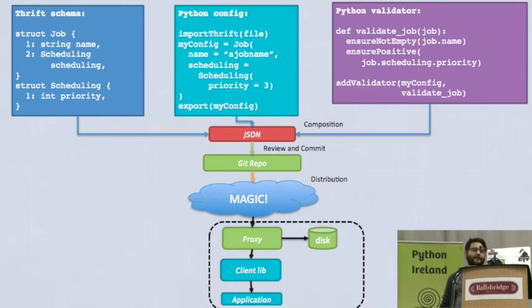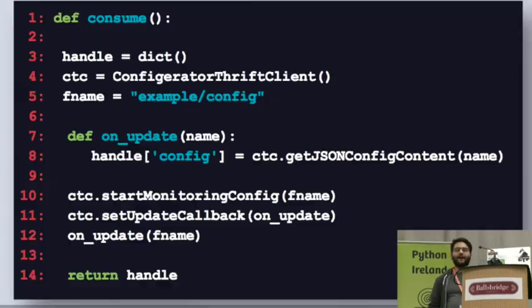And this is an example of a simple function that you will write in your Python application to subscribe to a configuration. So you just instantiate the configurator Thrift client. You just say start monitoring this configuration, and then this is the callback. Just call this function whenever you get an update, and happy days.